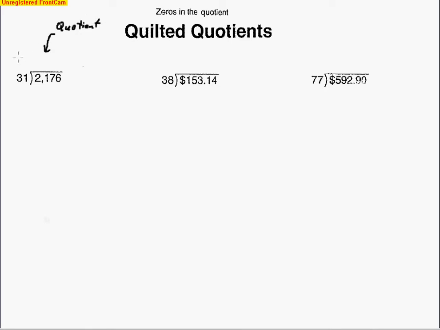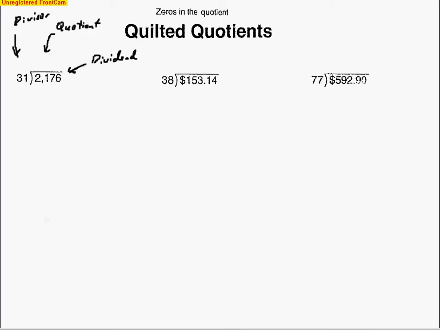This number here, the 31, that's called our divisor. And then we have what we call the dividend, the number that's underneath this bar that we use for dividing. So this is called our dividend. So those are the different parts to a division problem. Now we're going to go ahead and try solving it.